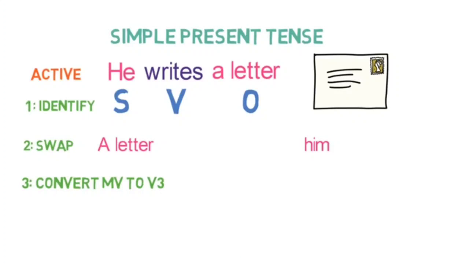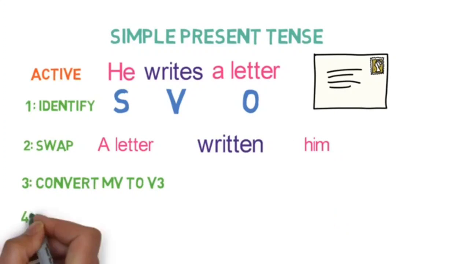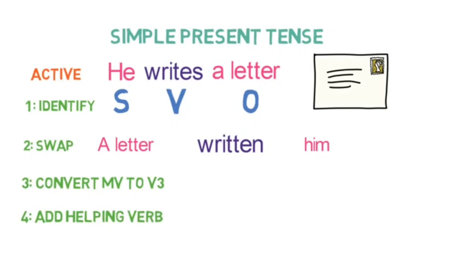The third step is converting the main verb into the verb 3 form. Then the verb 3 form of the verb is written. Then add the helping verb. As it is singular, we have to use the helping verb is. Now if you read the sentence, it is: a letter is written him.